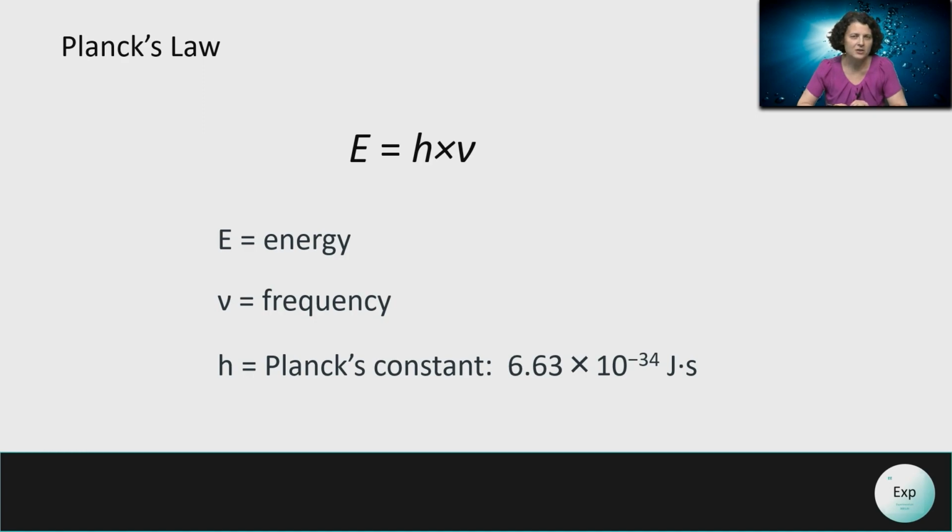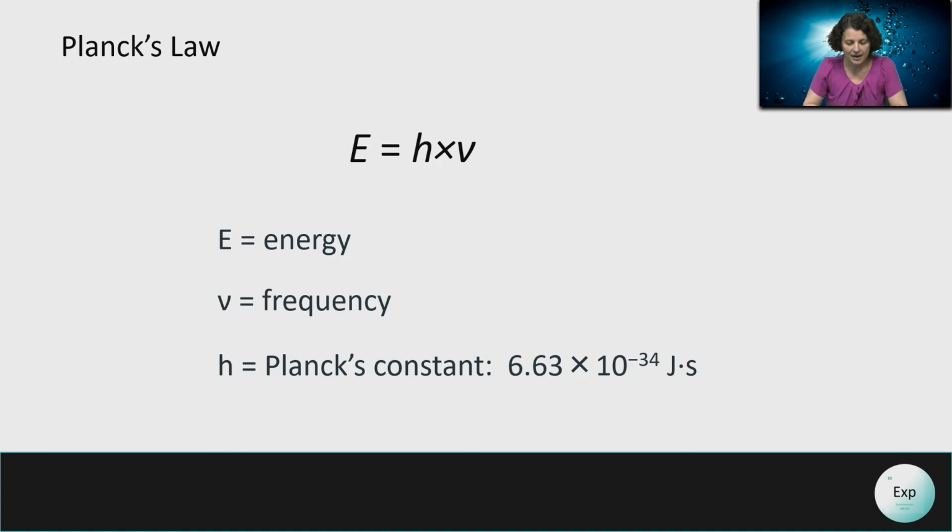Now, according to Planck's law, there is a direct relationship between energy and frequency. The higher the frequency, the higher the energy associated with it. And the relationship is connected through Planck's constant. The value of Planck's constant is 6.63 times 10 to the negative 34th joules times second.